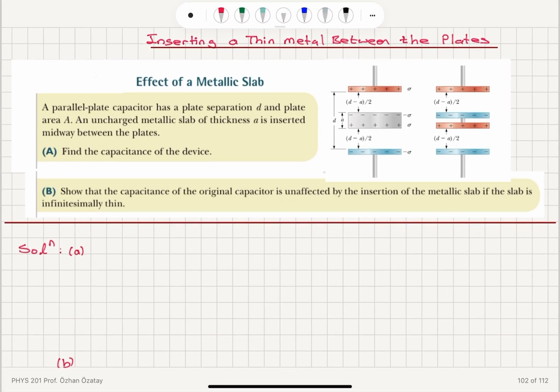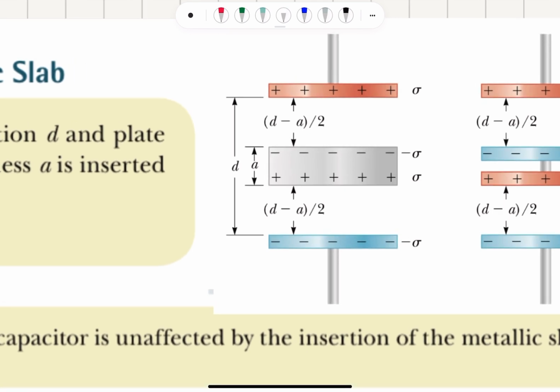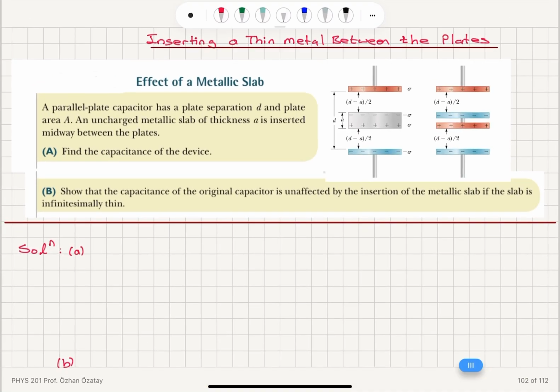An uncharged metallic slab of thickness a is inserted midway between the plates. So here is a metallic slab, thickness a, put right in the middle. The distance between this plate and this side of the slab is (D minus a) over 2, and here it's (D minus a) over 2. If you add these up with a, you get D, the distance between the plates.